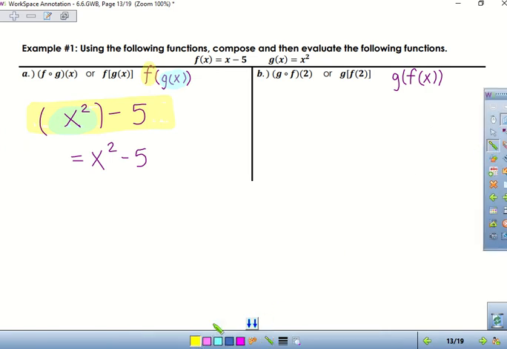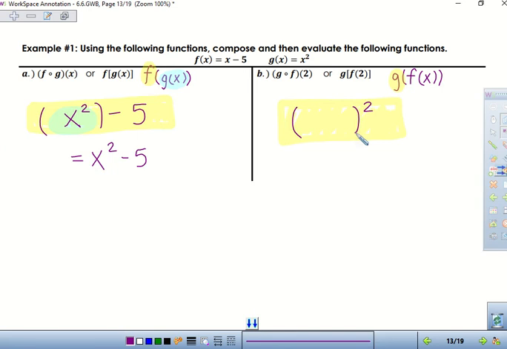So, notice the outside function. What function's on the outside? G of x or f of x? G of x. Whatever function is on the outside, you're going to take that function and rewrite it, but instead of x, you're going to put parentheses. Does everyone see that? Anyone stuck on how I got that? Okay, that step's really important.